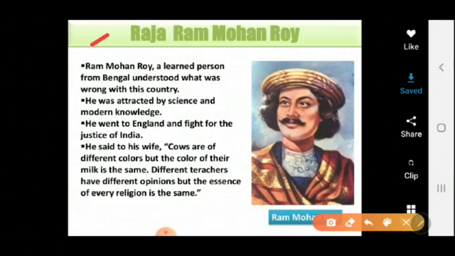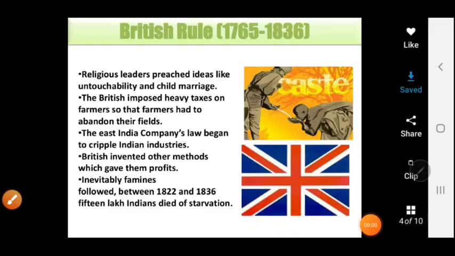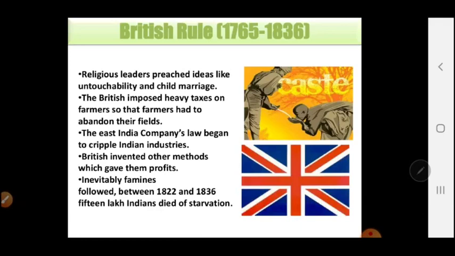Ram Mohan Roy was a learned person from Bengal, from West Bengal in India, and he understood what was wrong with the country. He was attracted by the science and modern knowledge of the British people. वो अब, you can say, the western knowledge, साइंस और मॉडर्न, उससे वो अट्रैक्टेड थे, वो चाहते थे कि ये शिक्षा भारत में देनी चाहिए. He went to England.